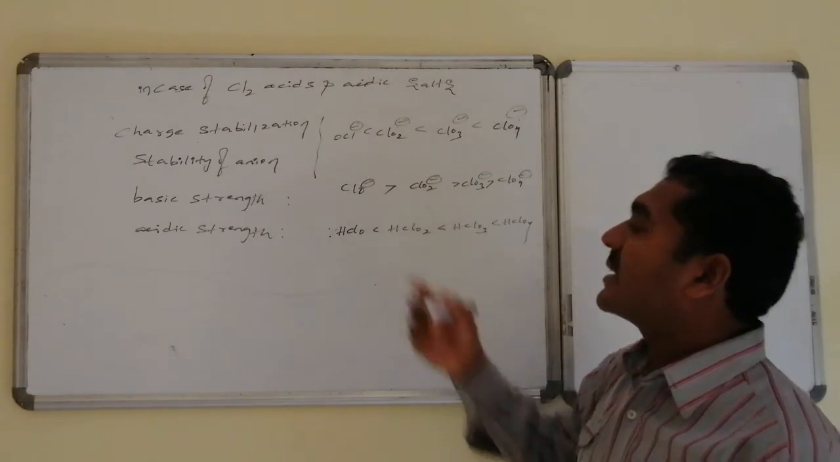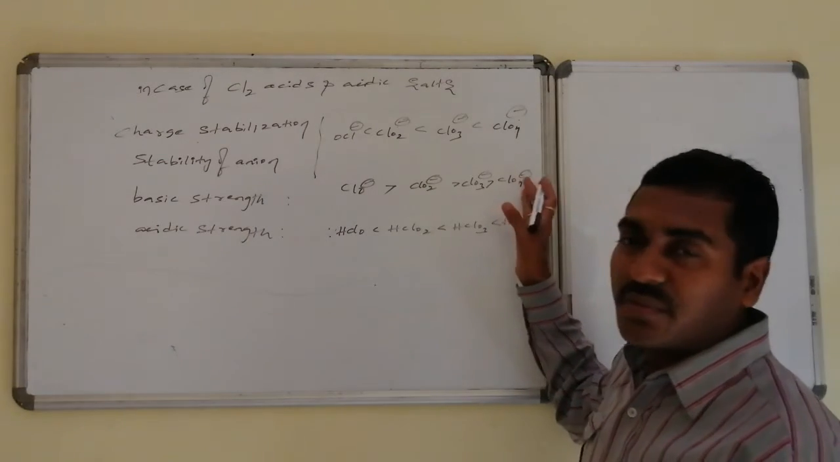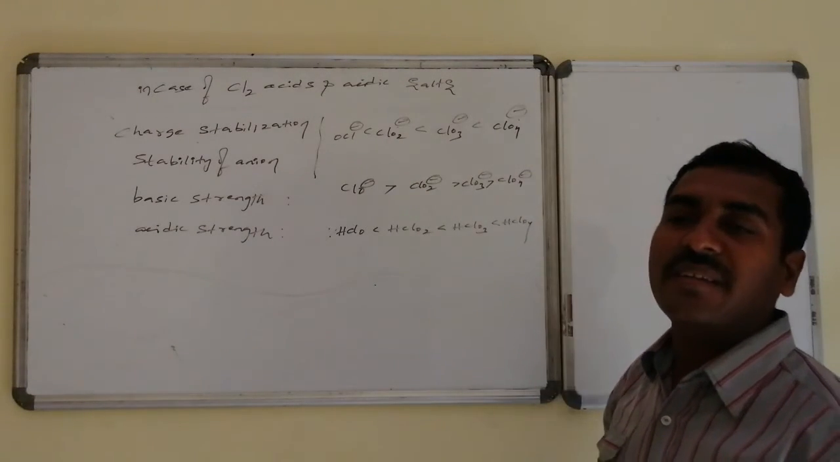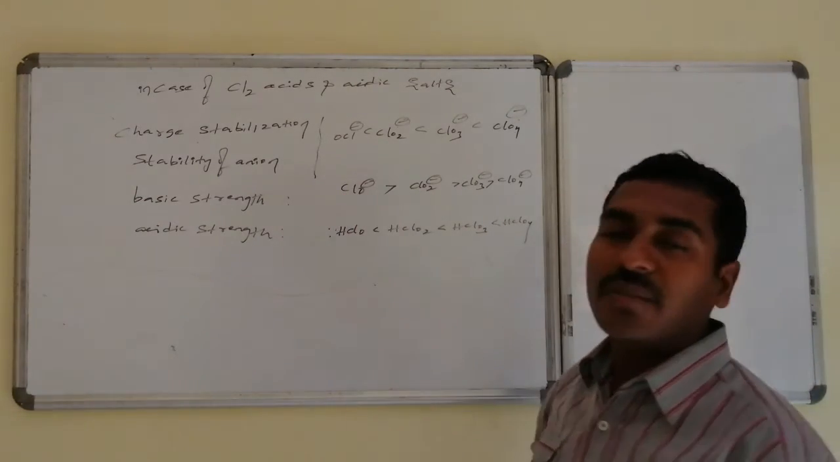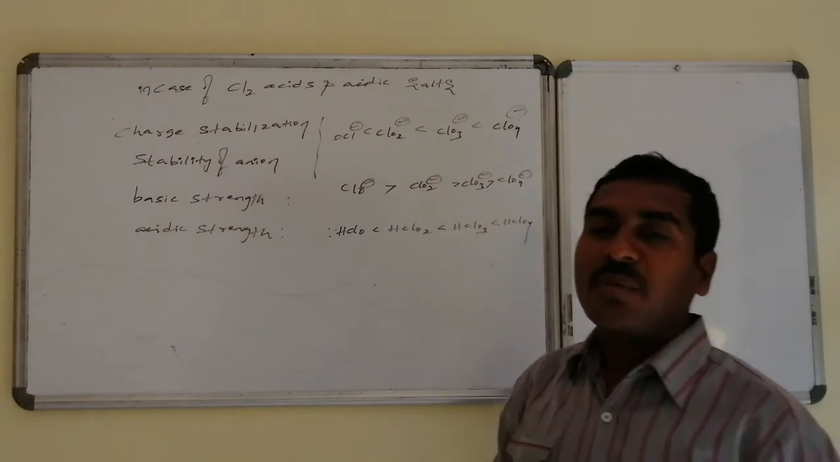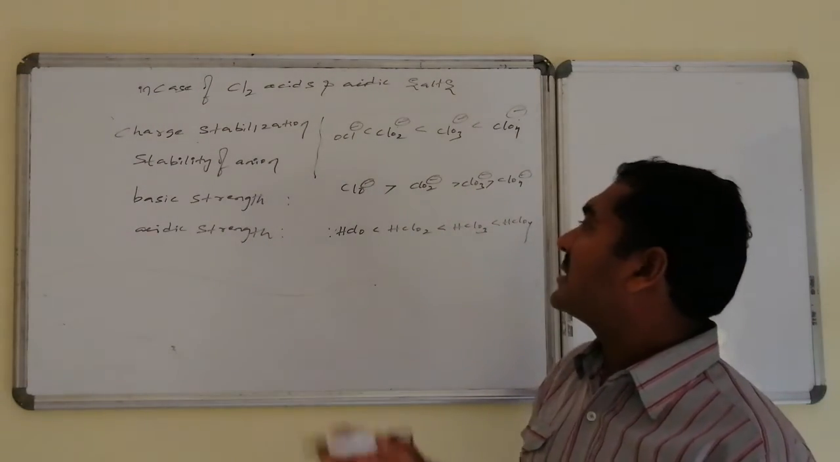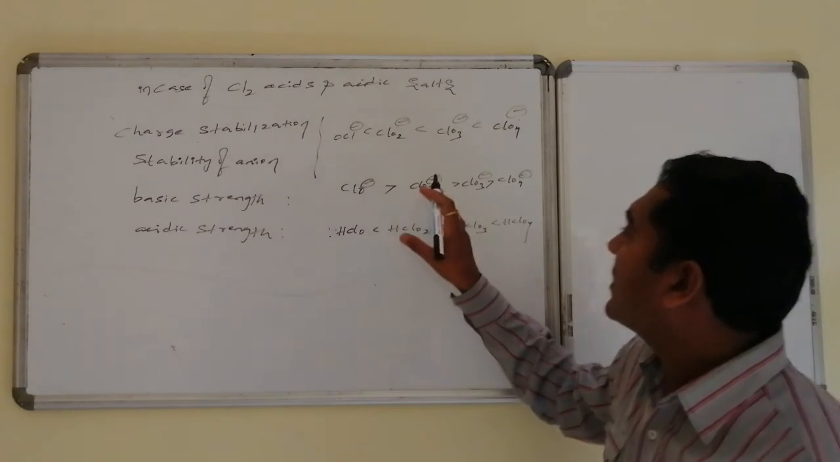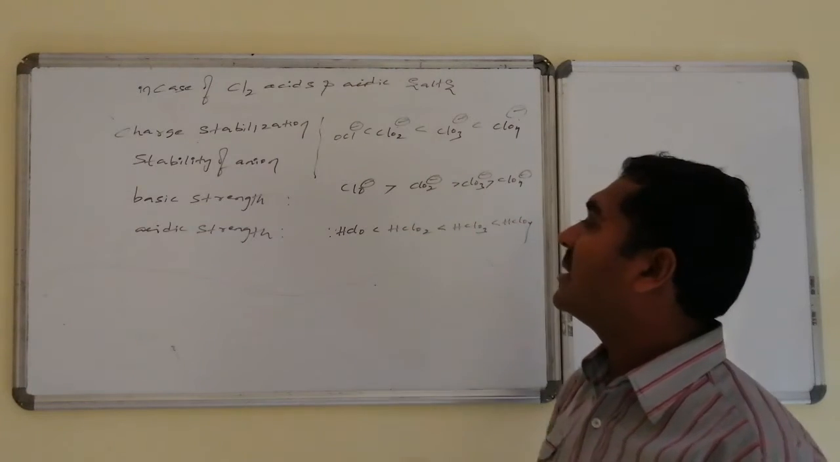Now the basic strength of the corresponding anions, that is, the ability to accept a proton. The perchlorate ion is very stable on its own and is not interested in taking up any proton, whereas the hypochlorite ion readily takes up protons. Therefore the basic strength is hypochlorite, followed by chlorite, followed by chlorate, followed by perchlorate. In this order it is maintained.